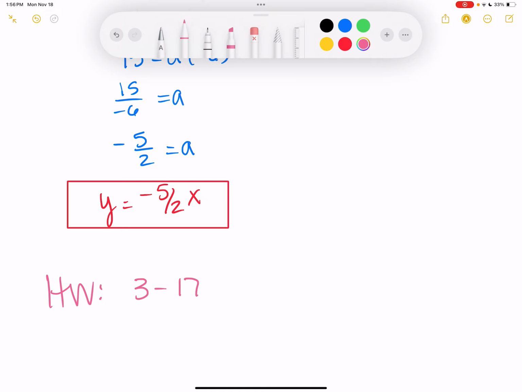3 through 17 odd, 29 through 35 odd, and then as some review, just to make sure we haven't forgotten stuff, 51, 53, and 55. I assure you, if you work diligently and use this time, you have more than enough time to get these problems done in class before you go home.